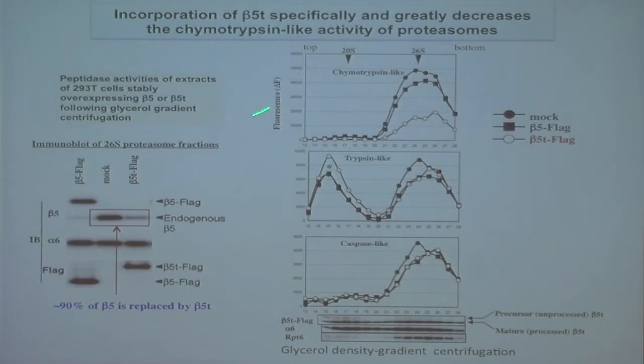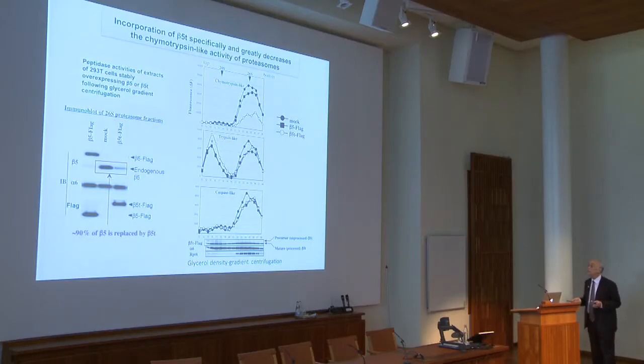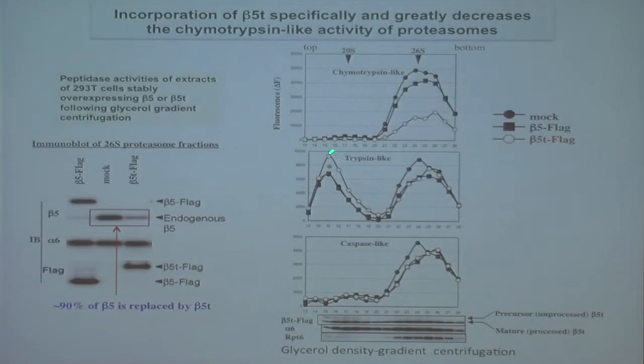We made cells expressing only the immunoproteasome or the thymoproteasome, and then extracted them and analyzed by glycerol density gradient centrifugation. It's a usual way to assay proteasome. As you can see here, trypsin-like proteasome activity remained unchanged. However, in the beta-5T, thymoproteasome-containing cells, this activity is greatly reduced. So the thymoproteasome's primary structure is very similar to beta-5 or beta-5i, but its function is quite different.